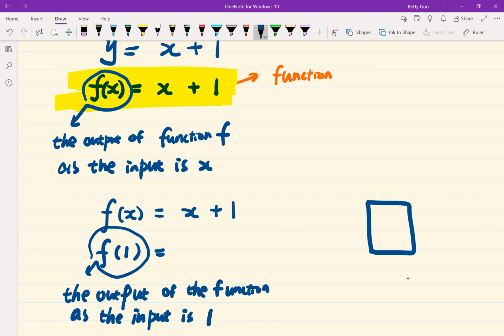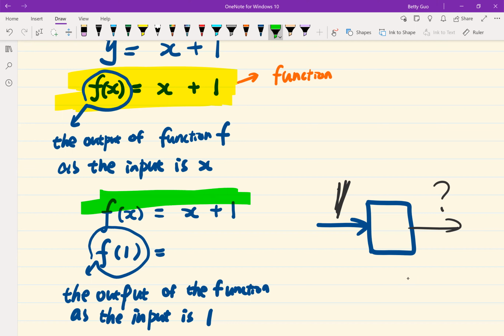Remember, this is a machine, right? The function is a machine. Now we need to find the output as the input is 1. Let's look at the function. Function f of x equals x plus 1. In other words, y equals x plus 1. The output is always equal to the input plus 1, right? So if the input is 1, what is the output?